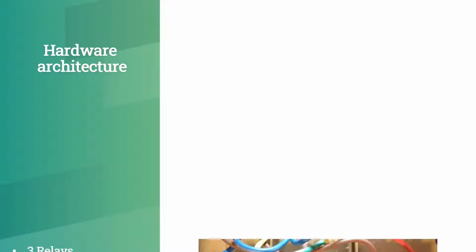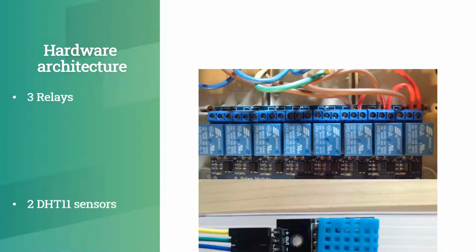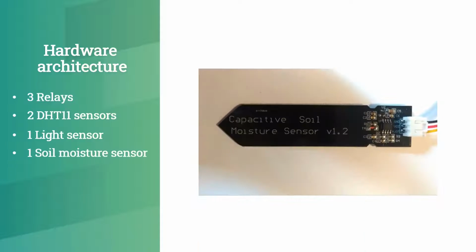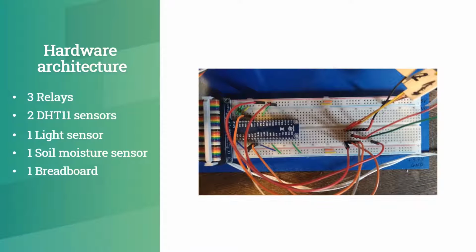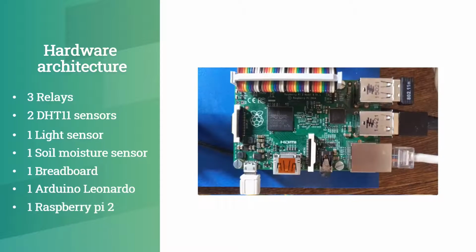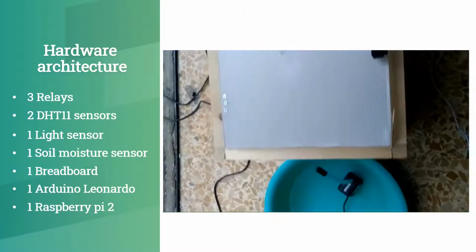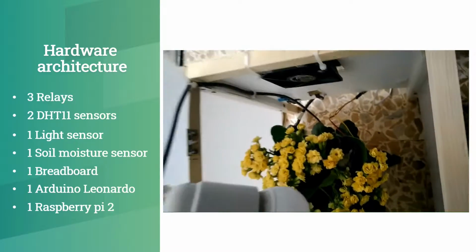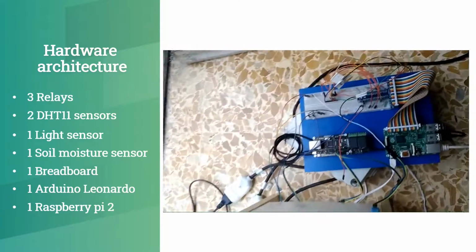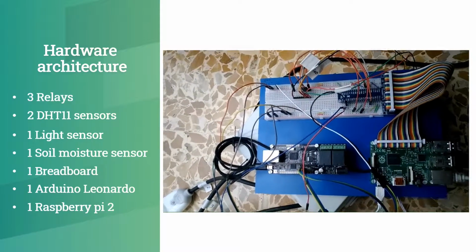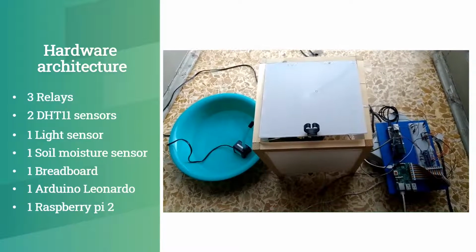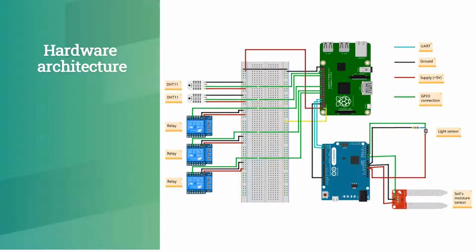The hardware is composed of 3 relays, 2 DHT11 sensors, 1 light sensor, 1 soil moisture sensor, 1 breadboard, 1 Arduino Leonardo, 1 Raspberry Pi. The complete hardware scheme is the following.